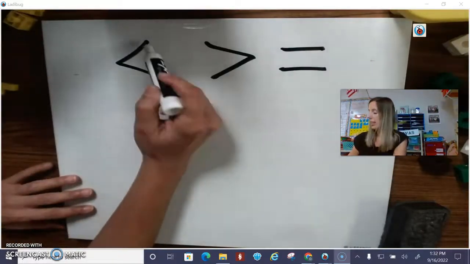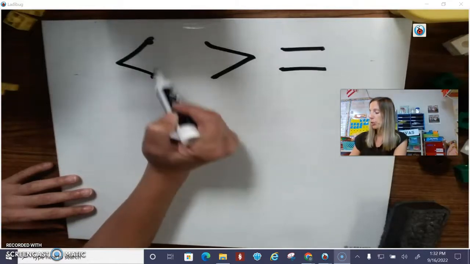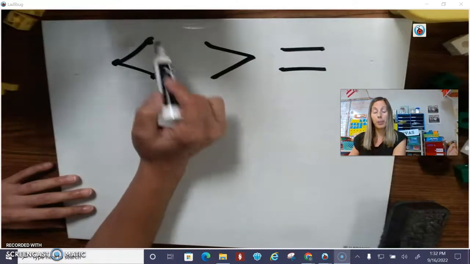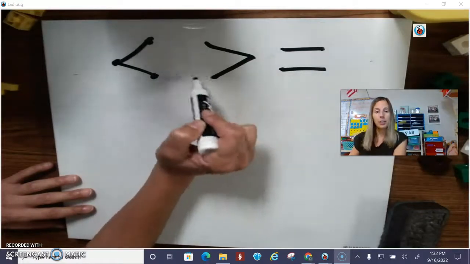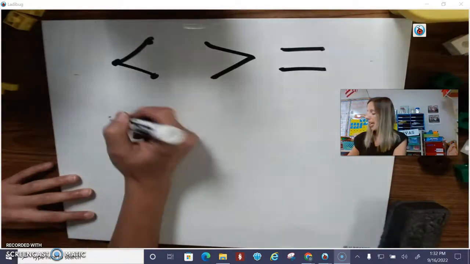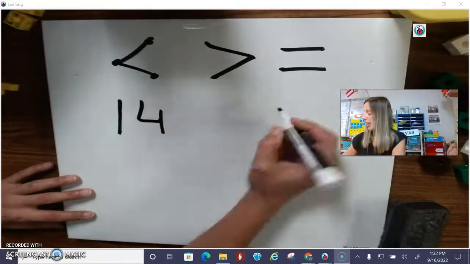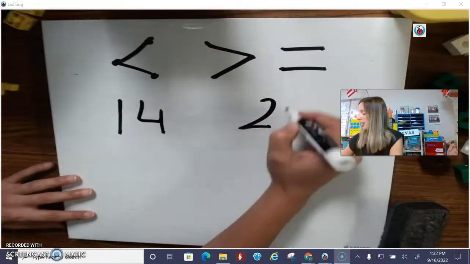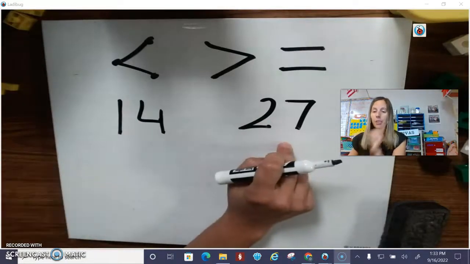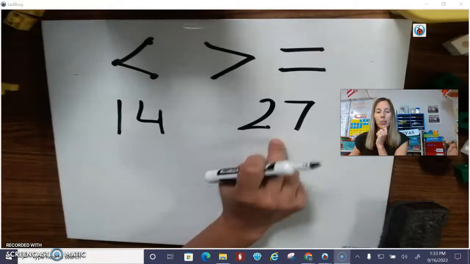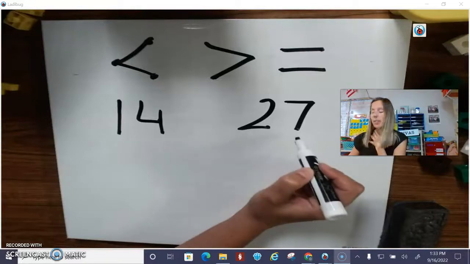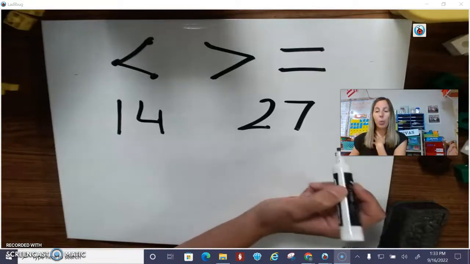So I always tell them, this one is bigger, here I have 2, and then here I have 1. So this part is bigger, so I'm going to put the big number over here, the small number over here. So if I have 14 and I have 27, I ask, which number is bigger? And they tell me 27. First of all, I'm going to ask them why this one is bigger, and they're going to tell me because it has 2 tens and 7 ones.